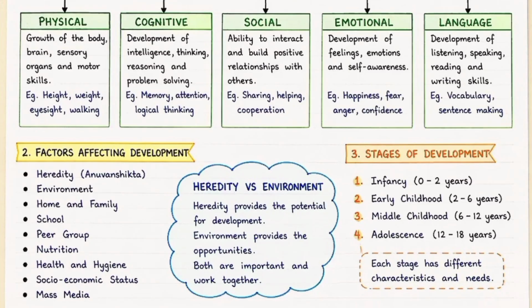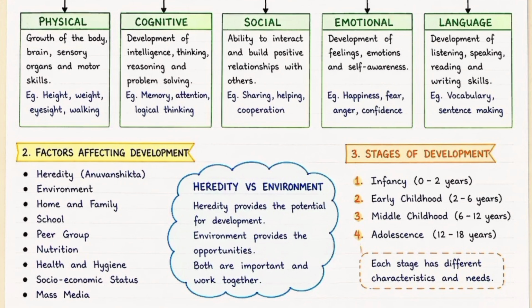Now we will see the factors affecting development. Factors affecting development include heredity, environment, home and family, schools, peer group, nutrition, health and hygiene, socioeconomic status, mass media, and some are the primary factors, and some are the secondary factors. Just like first, we will interact with the family, and second we will interact with the society and schools and all. Now we will see heredity versus environment. Heredity provides the potential for development, and environment provides the opportunities. Both are important and work together.